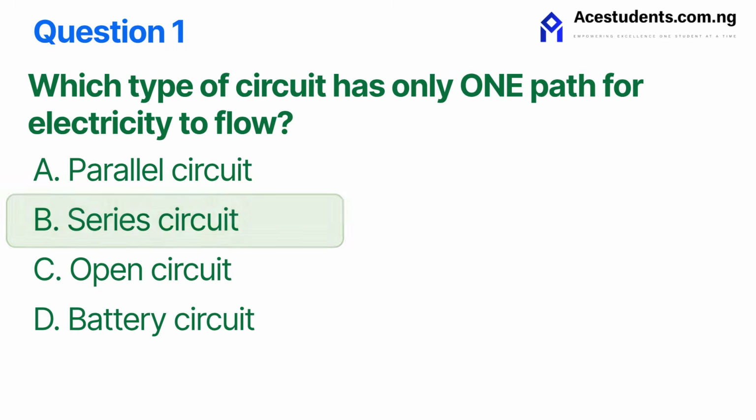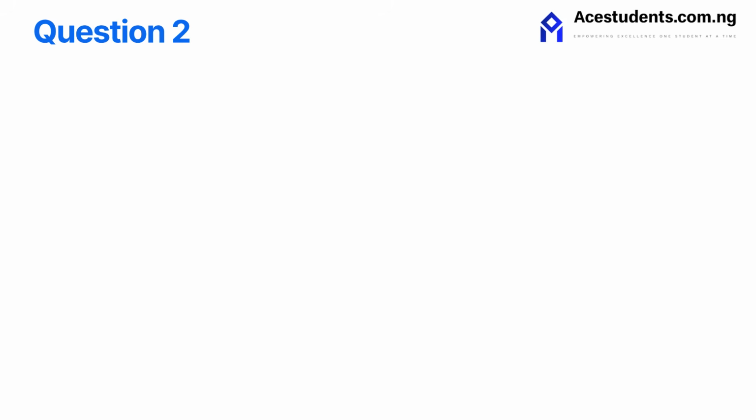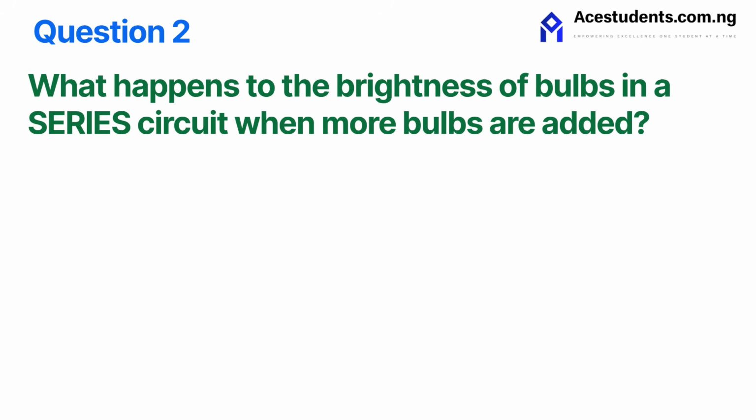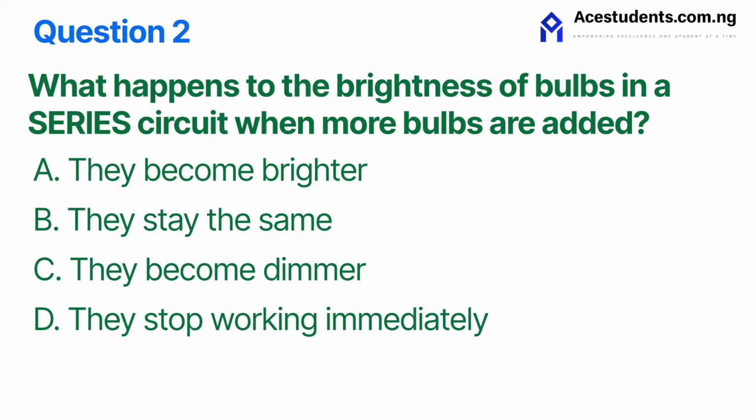The correct answer is B, the series circuit. It provides a single, uninterrupted path for the current. Question 2. What happens to the brightness of bulbs in a series circuit when more bulbs are added? Do they get brighter, stay the same, get dimmer, or stop working?